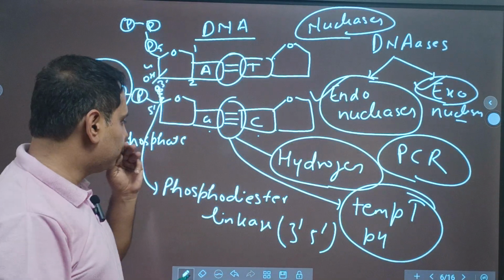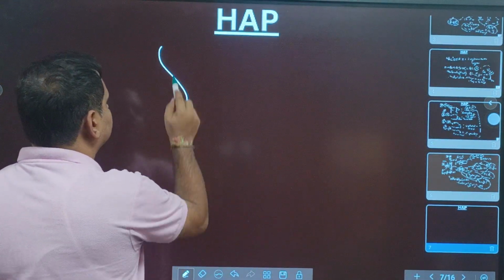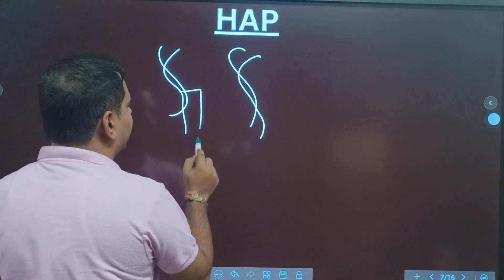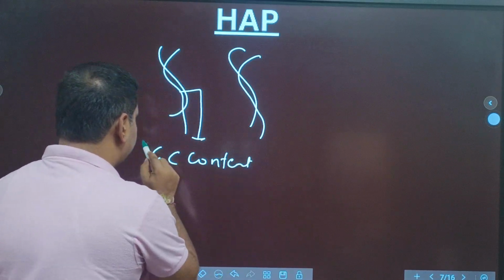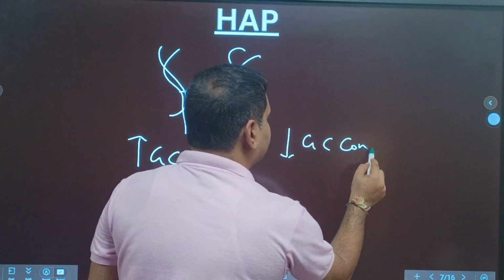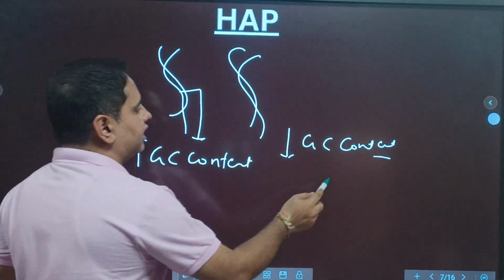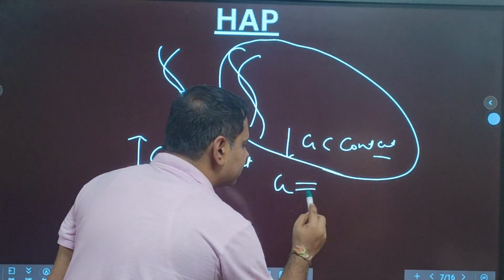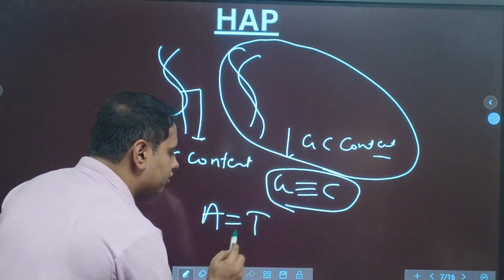So if you have two DNA strands, right, and you know this DNA strand's GC content is more, and this DNA strand's GC content is less. Which strand can you break easily? You can break easily this strand because GC content is less. Why is it so? Because G is triple hydrogen bond and A is binding with double hydrogen bonds, right.